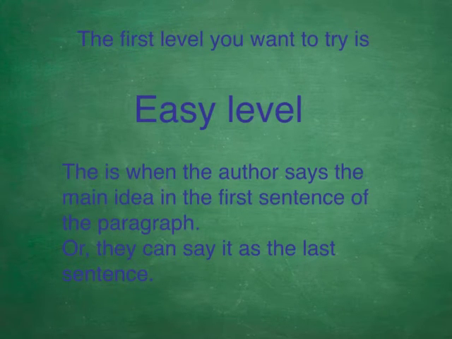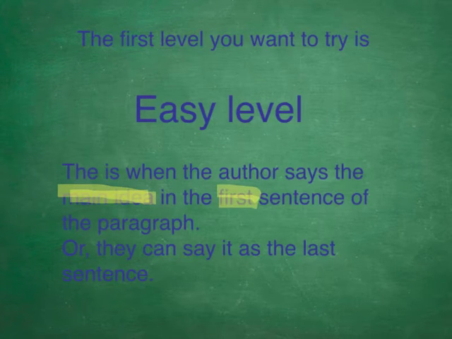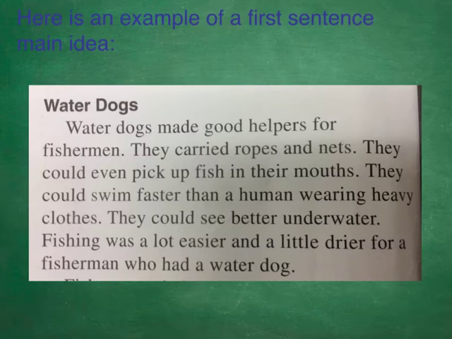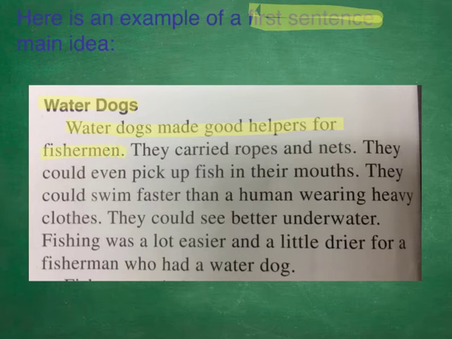This is when the author says the main idea in the first sentence of the paragraph, or they can say it as the last sentence. The paragraph I already read is an example of a first sentence main idea. Under the subheading of water dogs, the first sentence clearly states the main idea. Water dogs make good helpers for fishermen.